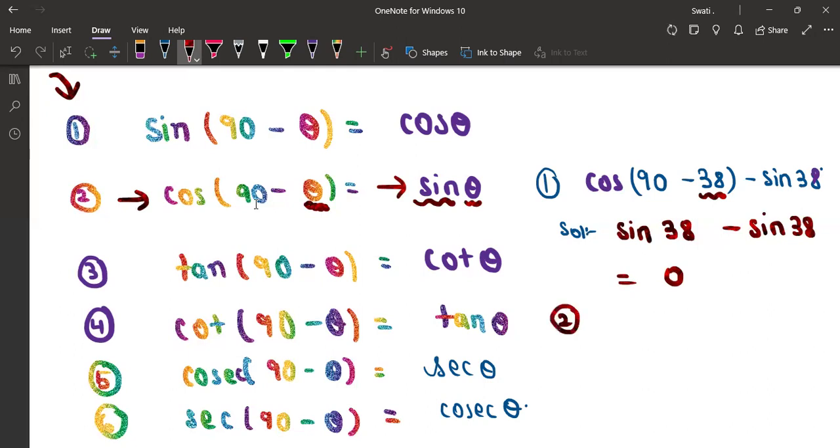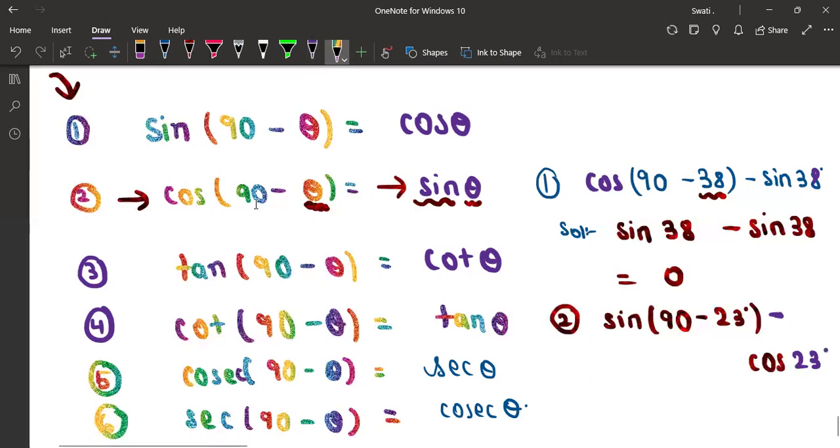Tell me what is the answer of sine 90 minus 23 plus cos, minus cos 23. Can you solve this and tell me the answer? Sine 90 minus 23 minus cos 23.